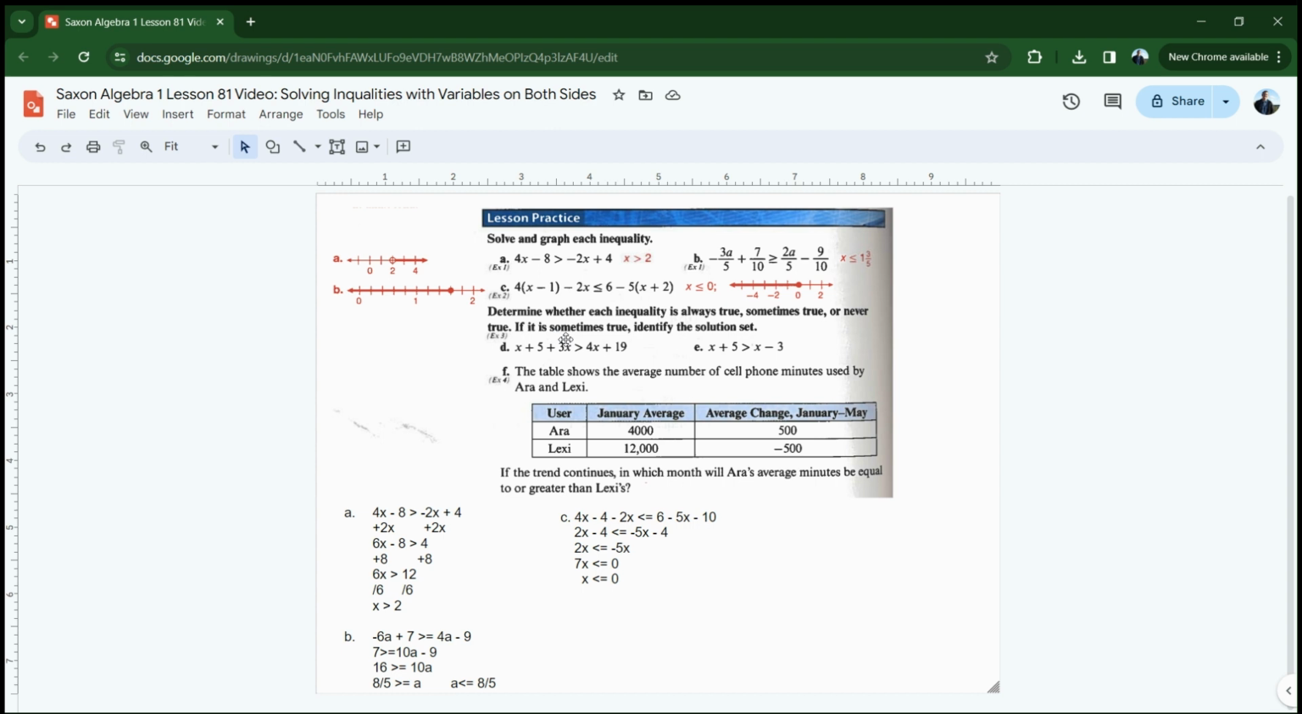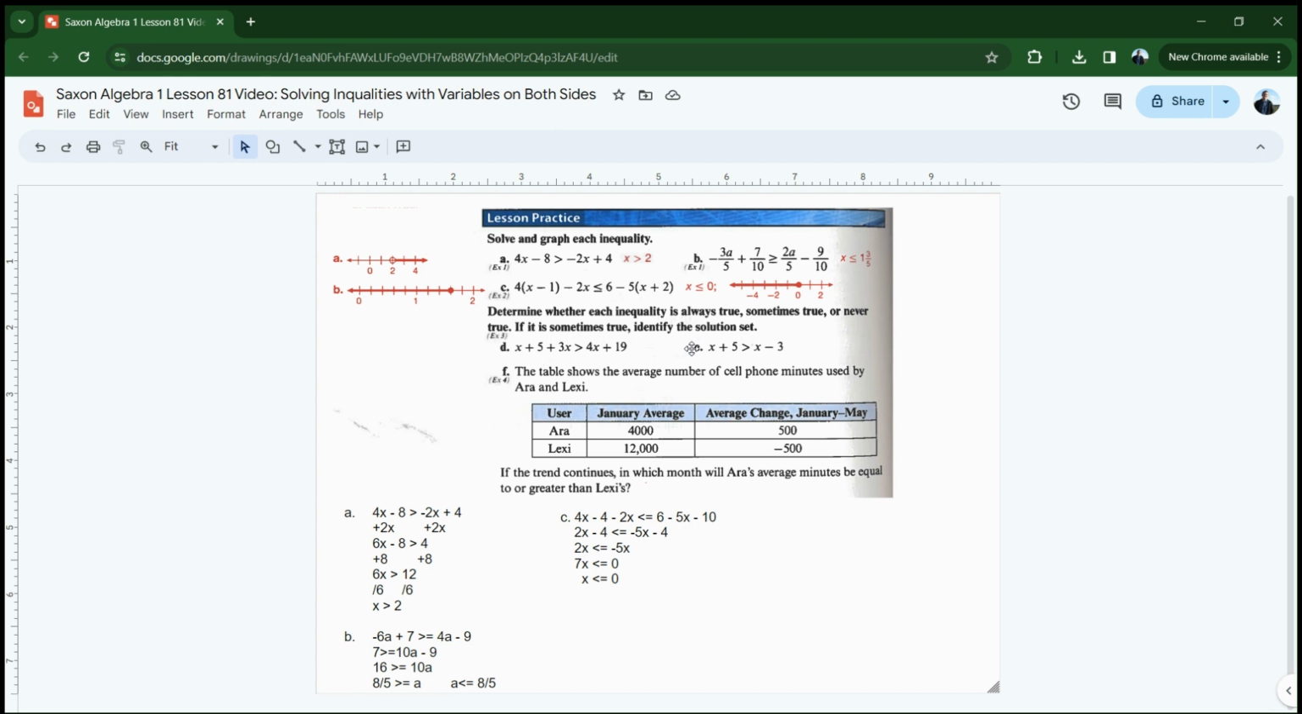So here's what we're going to do. If the inequality is always true, what we're going to find is that there's going to be an infinite number of solutions. If it's never true, there's going to be no solution. Those correspond to the statements that we've always made about equalities. We've solved equalities that have had no solution, and we've solved equalities that have had an infinite number of solutions.